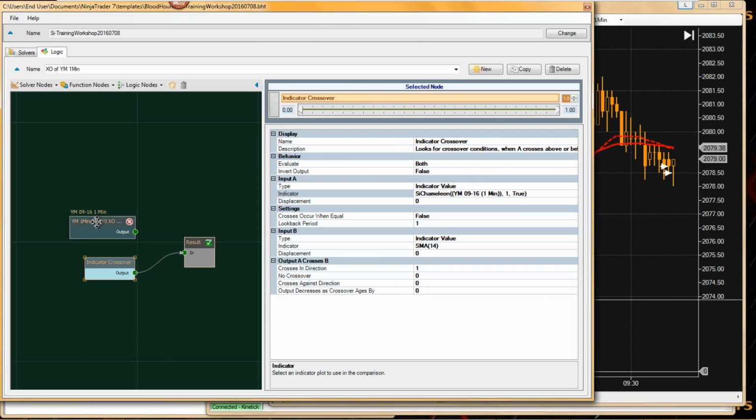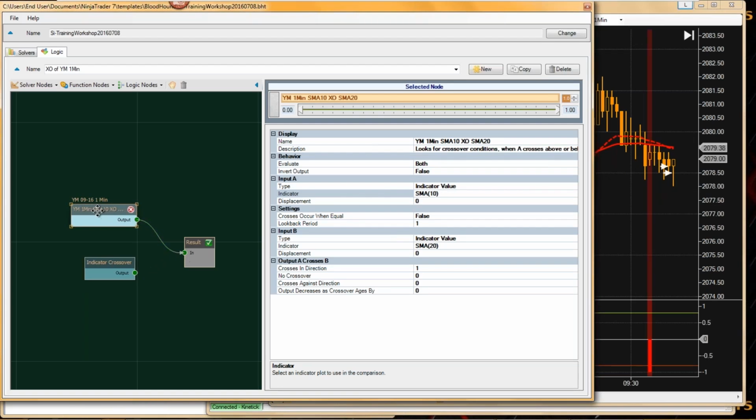But anyways, those are the two ways of doing it. So this is the recommended way of putting the solver on the instrument and time frame that you want to deal with.